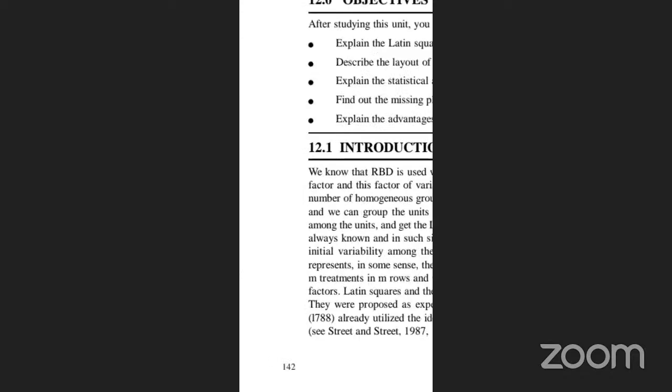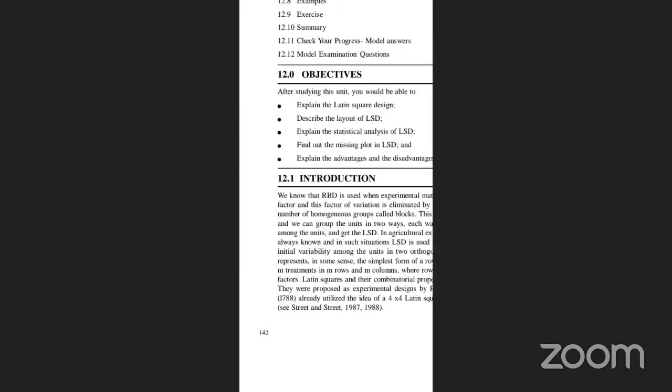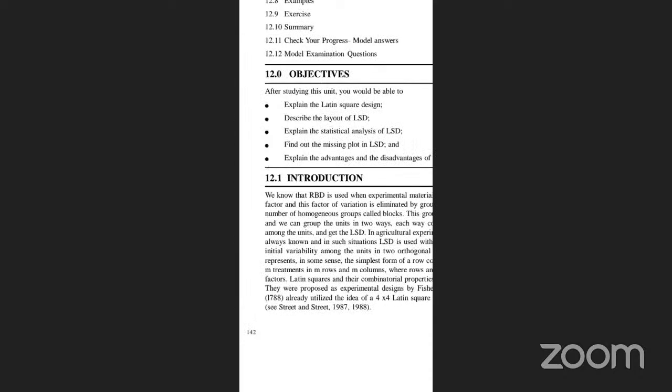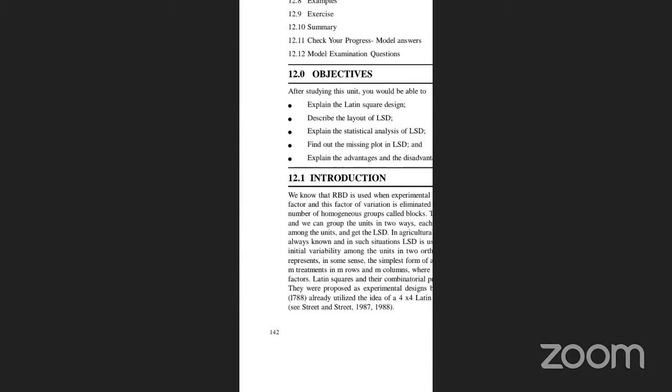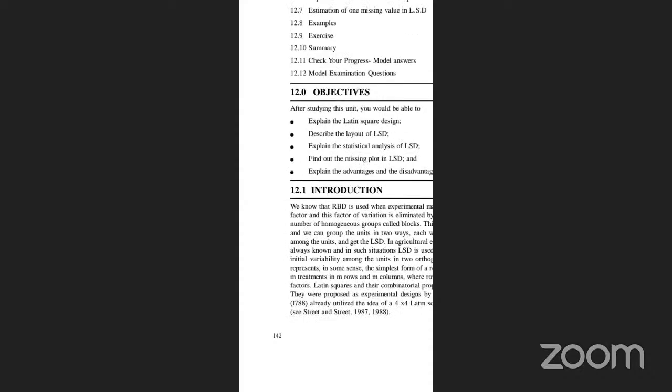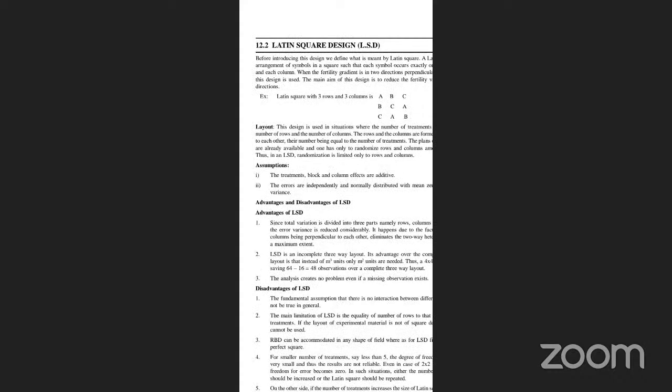The combinatorial properties of Latin squares have been attributed to Euler, in 1782. The experimental design was proposed by R.A. Fisher in 1925-1926, although the idea had already been utilized in a 4 by 4 Latin square design for an agricultural experiment earlier. So we are taking here Latin square designs, LSDs.